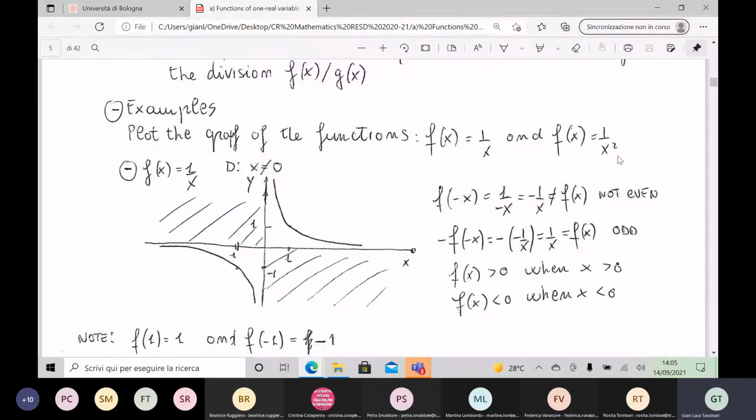And we want to plot them to understand how to plot their graph very, very quickly. So we start with the graph of f of x equal to 1 over x. Remember, what do you need to require? You need to require that the denominator is different from 0. So the domain is simply x belonging to R with x different from 0. Or if you want to write it in a simple way, you can write directly x different from 0.